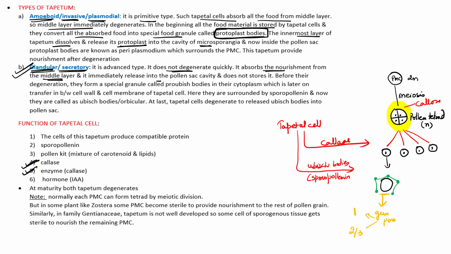So they are having the Ubisch bodies, and the Ubisch bodies are the ones which are released when the tapetal cells degenerate, to release Ubisch bodies into the pollen sac, and Ubisch bodies contain the sporopollenin. Then the tapetal cell will release compatible protein. They will release compatible protein because when pollen-pistil interaction has to start, at that time compatible protein will help to know which is the right pollen grain for the stigma. Let me draw this dot as a compatible protein. So this is the compatible protein which is present. Clear? Sporopollenin already explained.